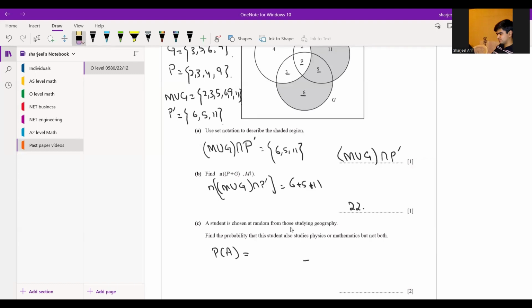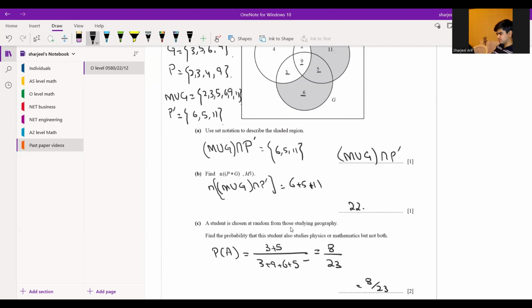For part C, we have to focus on the number of students who are taking geography. So there are a total of 3 plus 9 plus 6 plus 5 students. And out of them, we have to identify the students who are taking physics or maths with it. So the numerator will be 3 plus 5. Our answer will be 8 divided by 23.